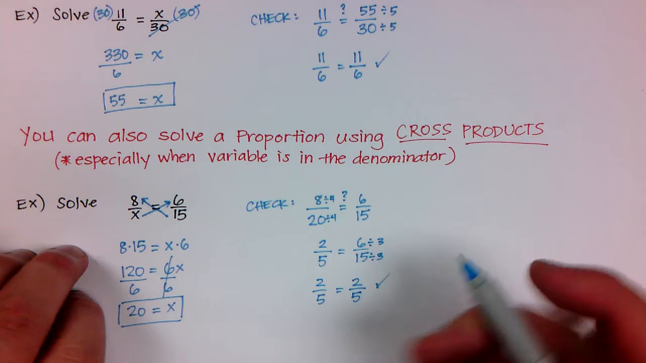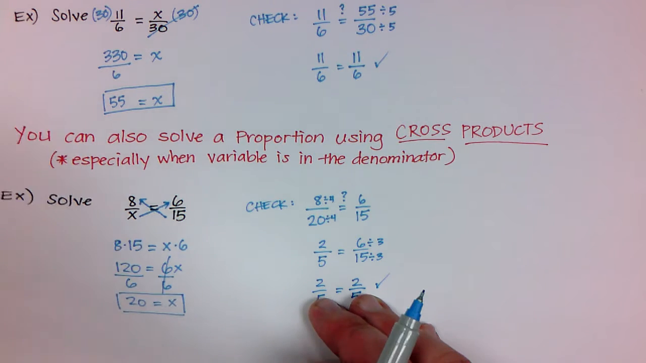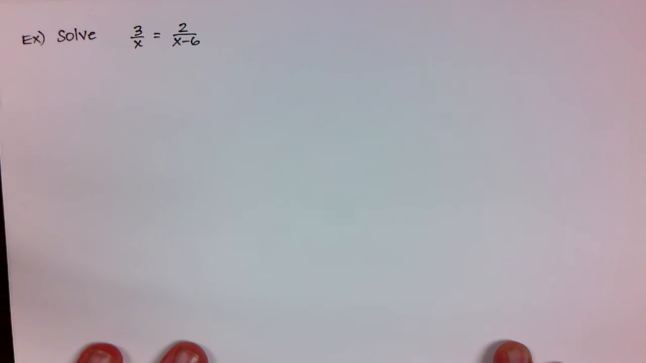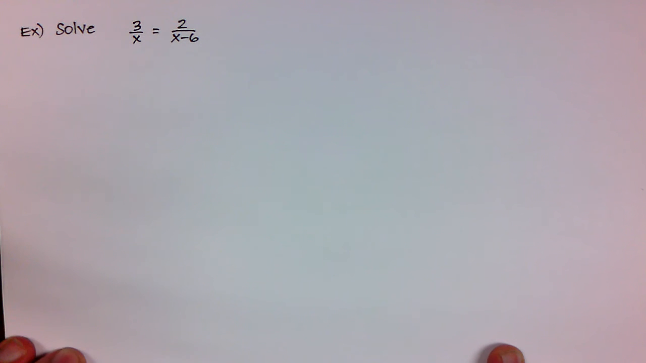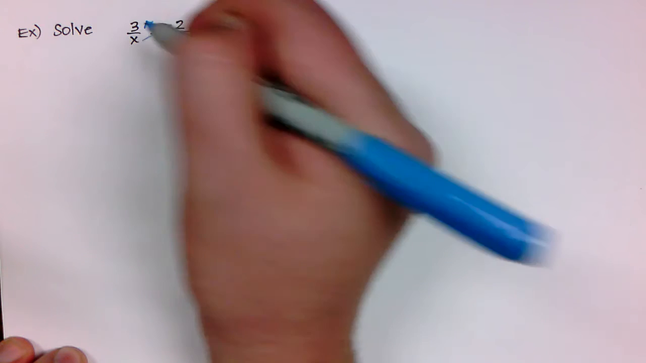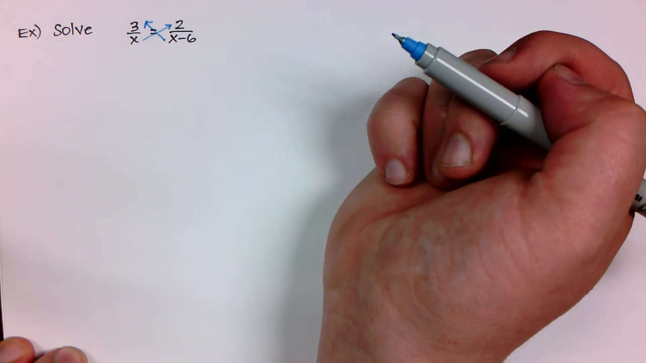Okay, let's do one more example. This one is a little bit more difficult, but not much. This one is a proportion that actually has variables on the bottom of both sides. So again, when you do this, you're going to do your cross product.